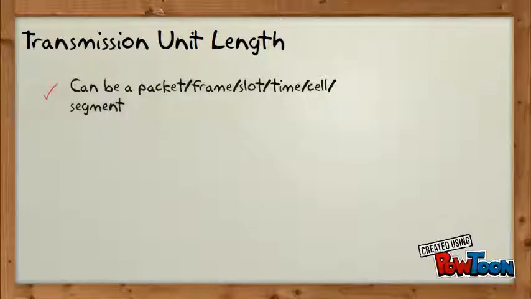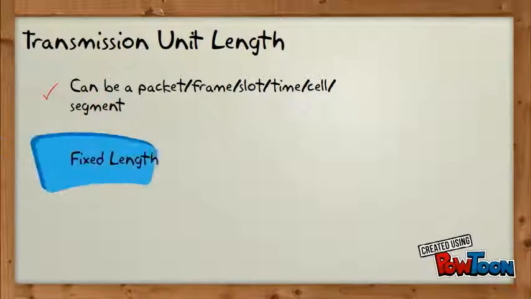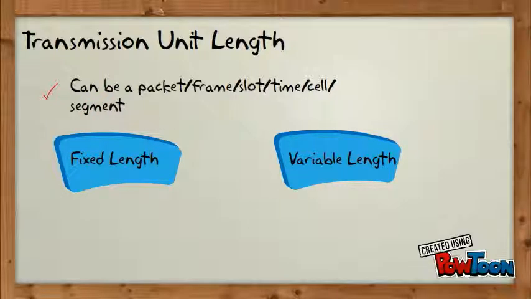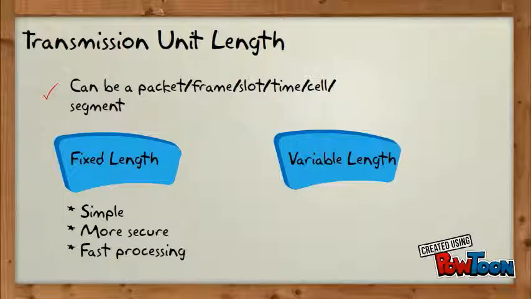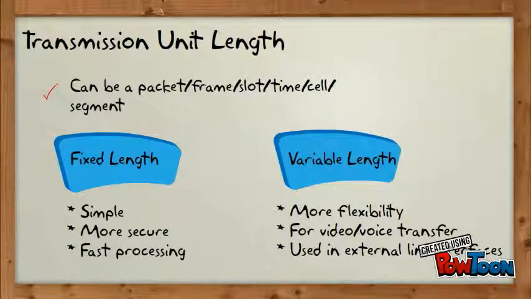A transmission unit can be a packet, a frame, slot, time, cell, or segment. There are two types of transmission unit lengths. The first one is fixed length, the next is variable length. Fixed length units are simple, more secure, and faster to process. Variable length units are more flexible for video and voice transfer and they're used in external line interfaces.